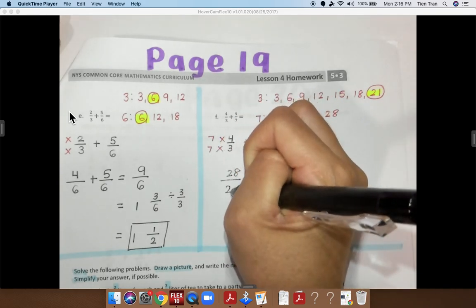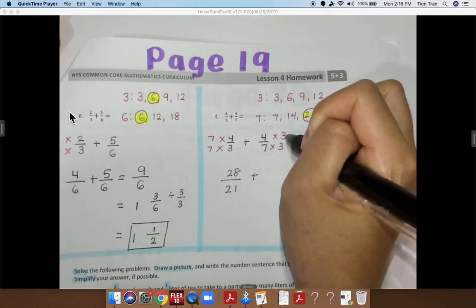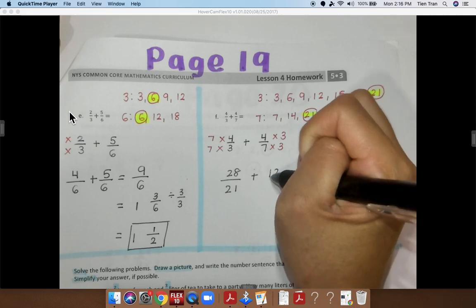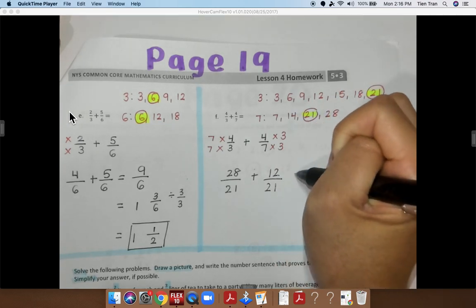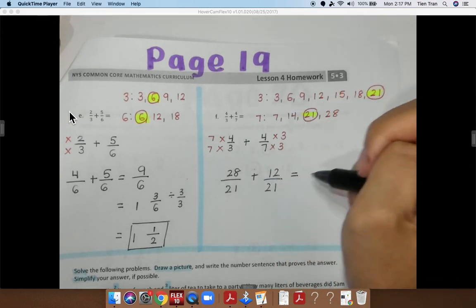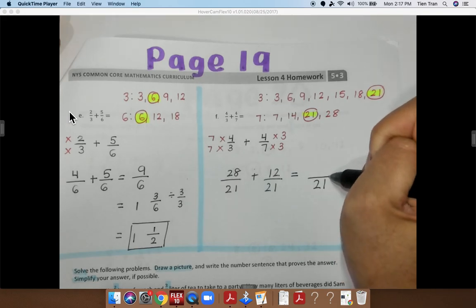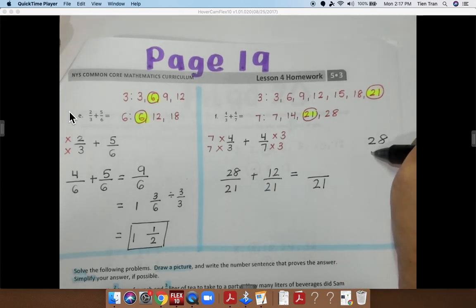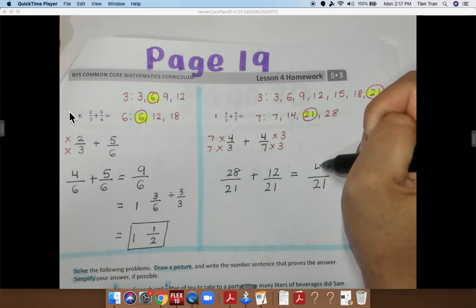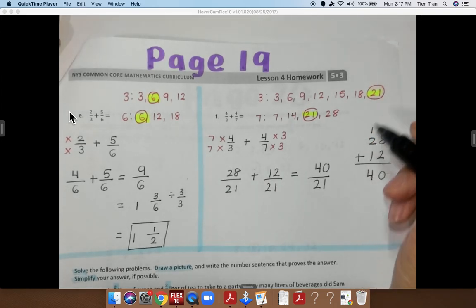7 times 3 is 21. 4 times 3 is 12. And 7 times 3 is 21. I know that 21 and 21 for my denominator stays the same, and I'm going to add 28 plus 12. 8 plus 2 is equal to 10. 2 plus 1 plus 1 is equal to 4. So I have 40 of 21s.